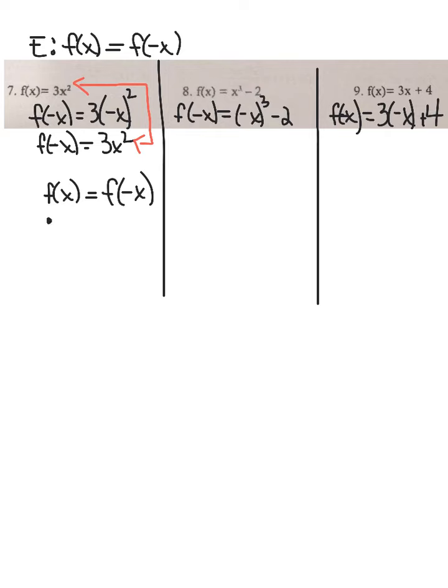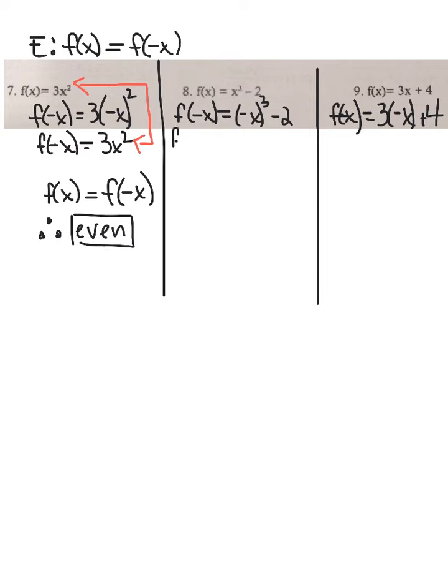Now I use the symbol for therefore. It's 3 dots in like a triangle. You can write the word therefore if you want. I just don't feel like it. It's too long. So f of x equals f of negative x. Therefore, it is even. And there is your answer. All right? Okay, let's do the same thing with number 8.